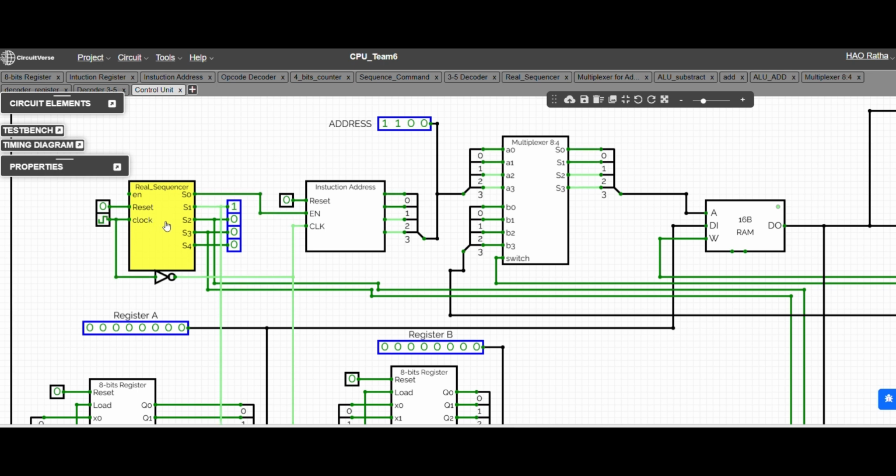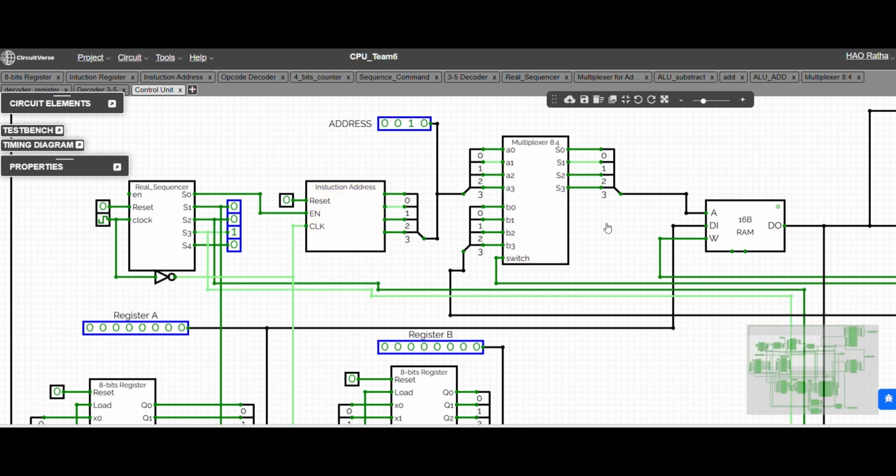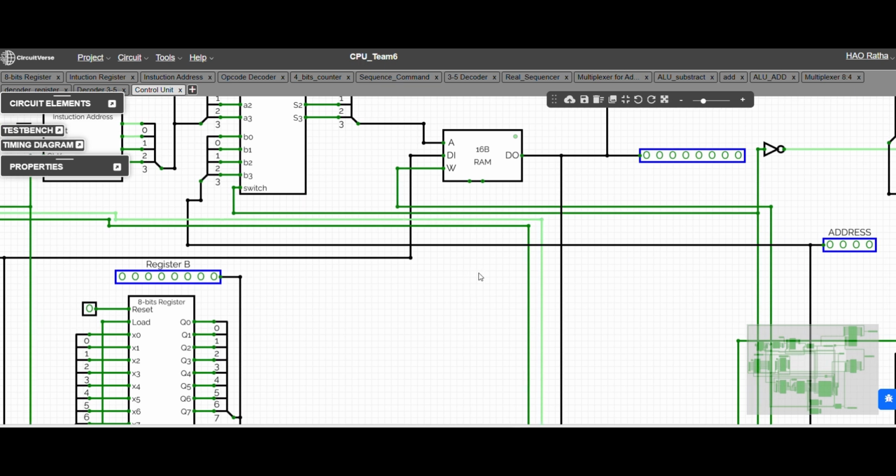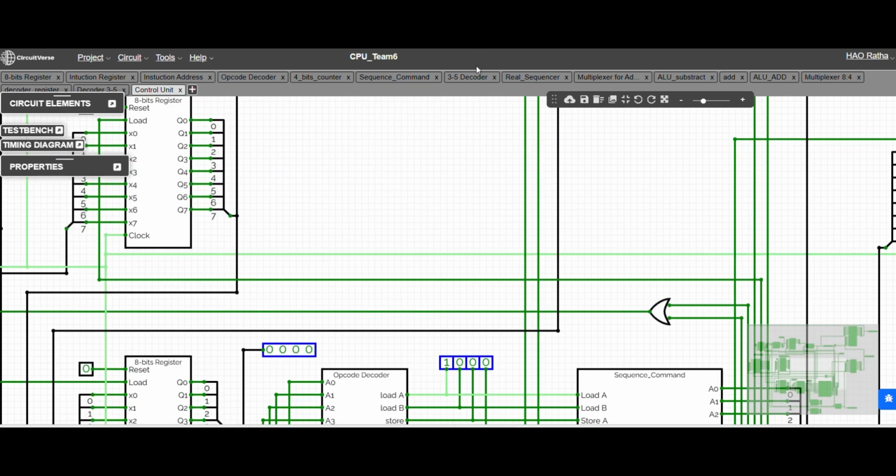First, the sequencer receives the clock and generates timing signals such as S0, S1, S2, S3, and S4. These timing signals determine when each action should happen during the instruction cycle. At the same time, the instruction address register, or program counter, stores the address of the next instruction. This address is sent through the address multiplexer to RAM, allowing the CPU to fetch the required instruction. The instruction stored in RAM is then sent to the opcode decoder.